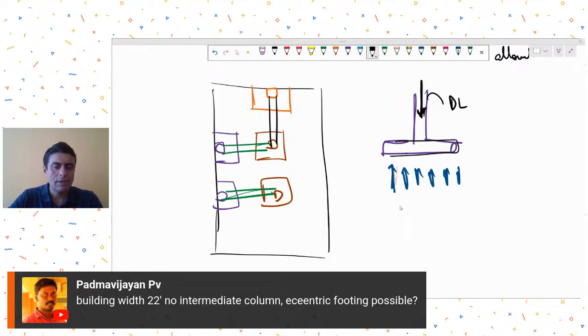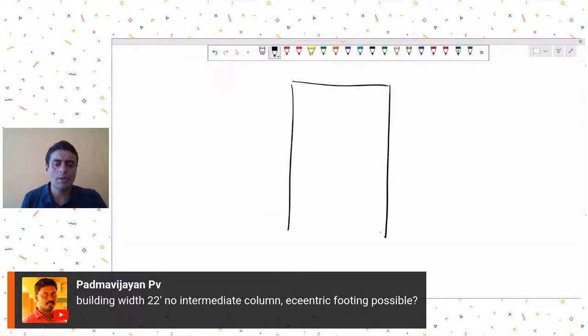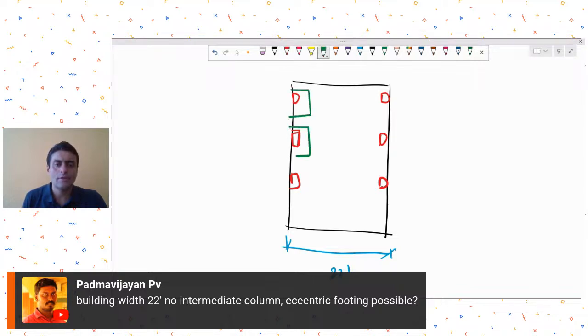Mr. Padmavijan is saying building width is 22 feet, no intermediate column, eccentric footings possible. In that case, what I will recommend is, and this is a common problem that we may face in small plots, because in small plots there are no open spaces left on the sides. So there is only a column on each side, no intermediate column. In small residential projects, this is a common issue. There are only footings on the sides, no internal column, and therefore all these footings are coming to be eccentric.